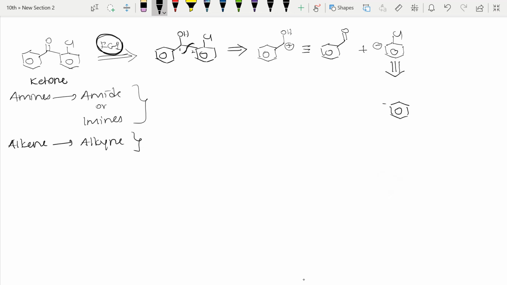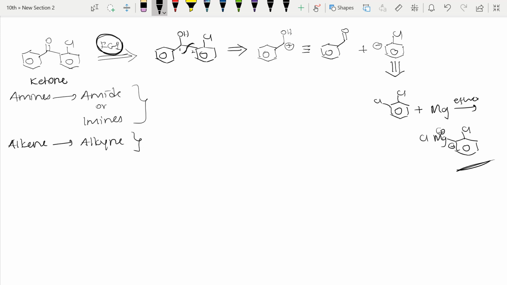Just take 1,2-dichlorobenzene. To that, if you add Mg in the presence of ether, you will form the Grignard reagent, that is this one, MgCl. This will be having negative charge and magnesium will be having positive charge. Other things remain as they are. I hope you got it. So this is how we did it.